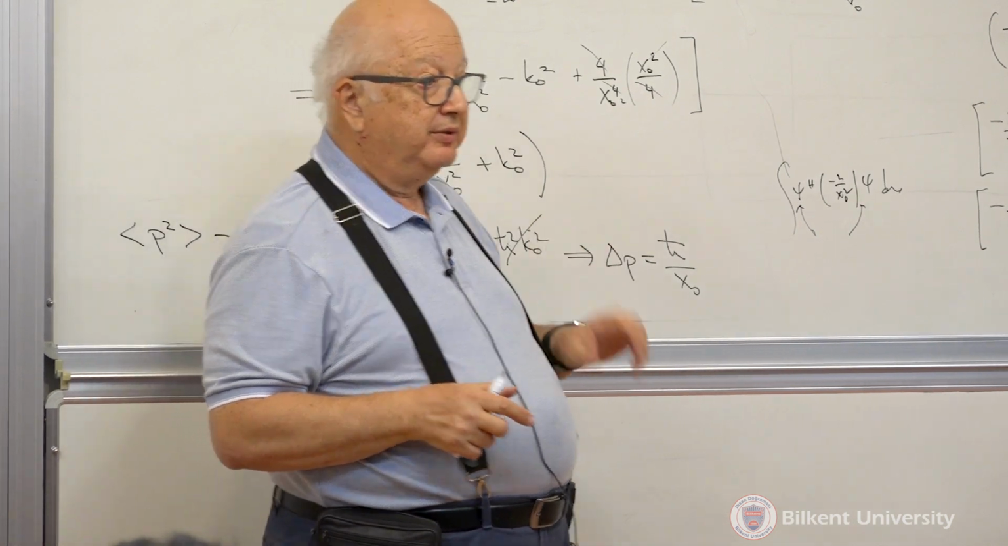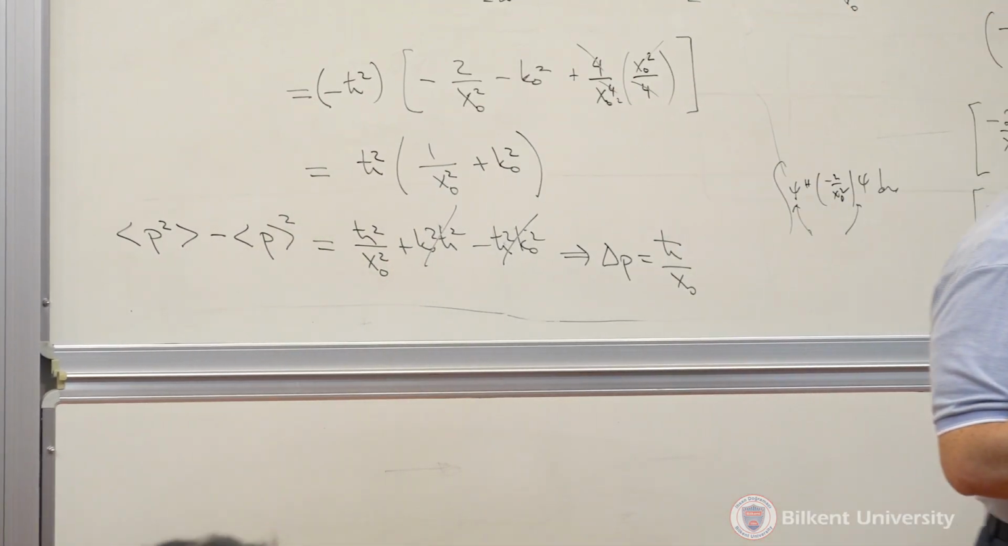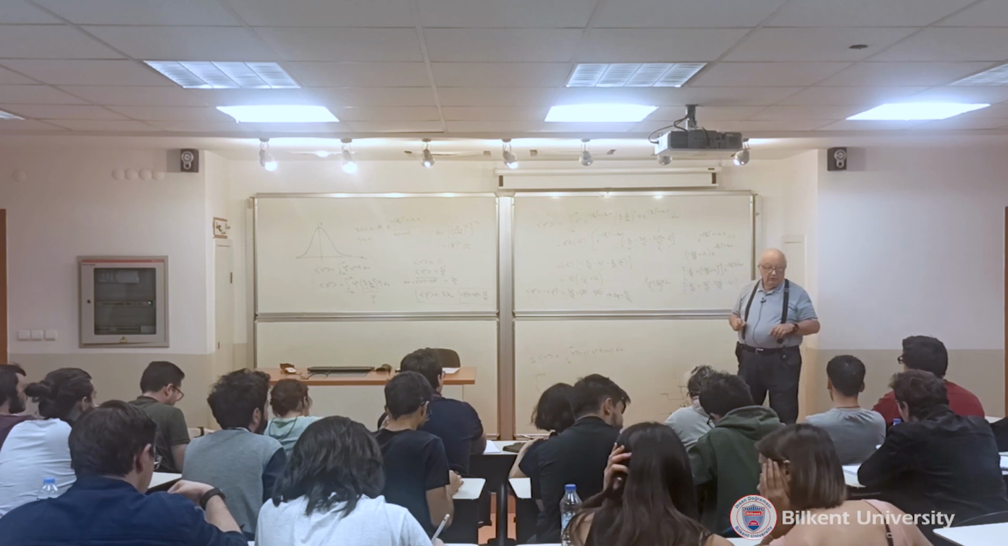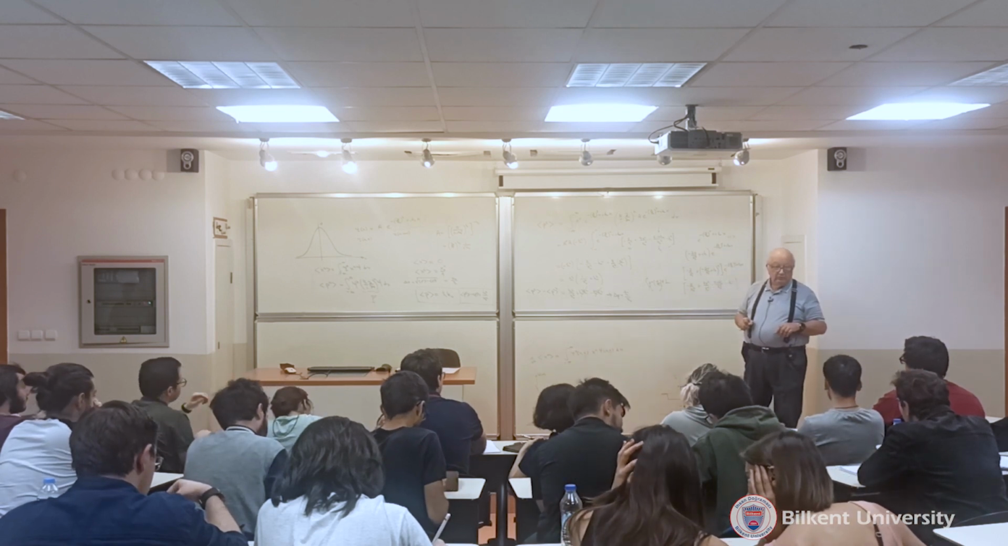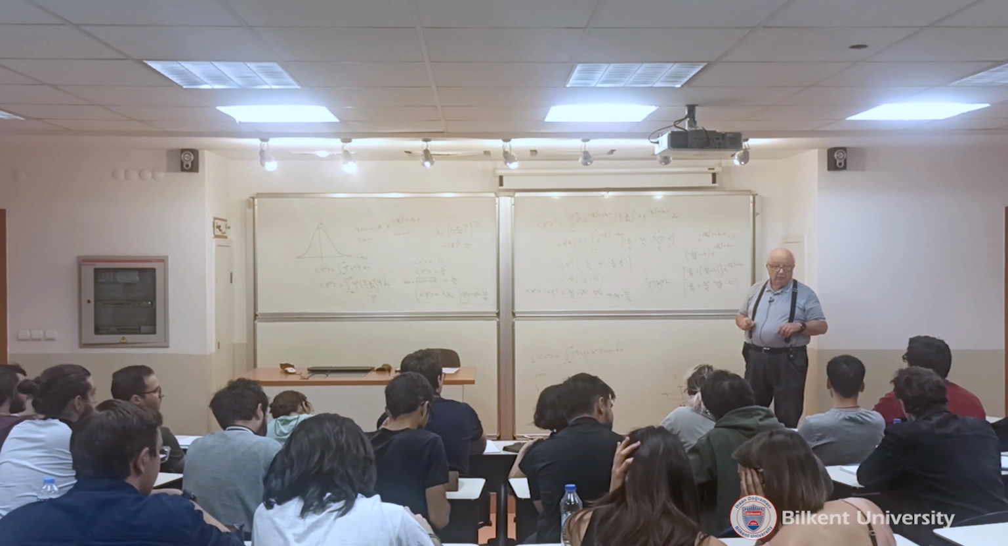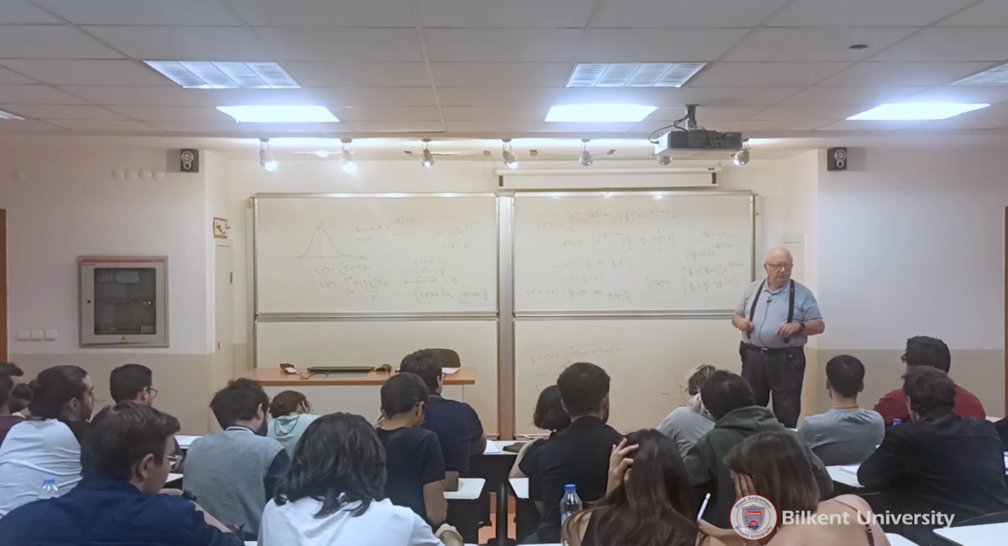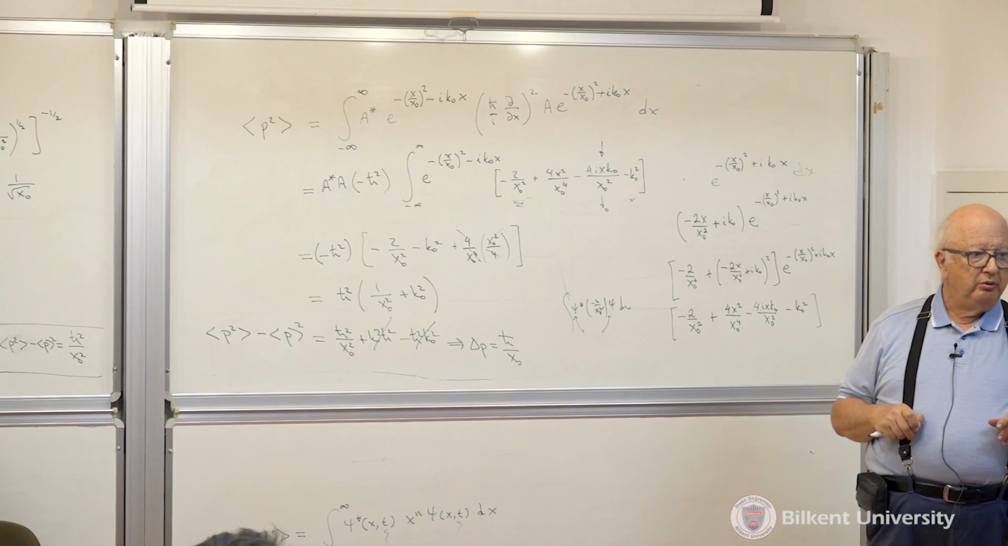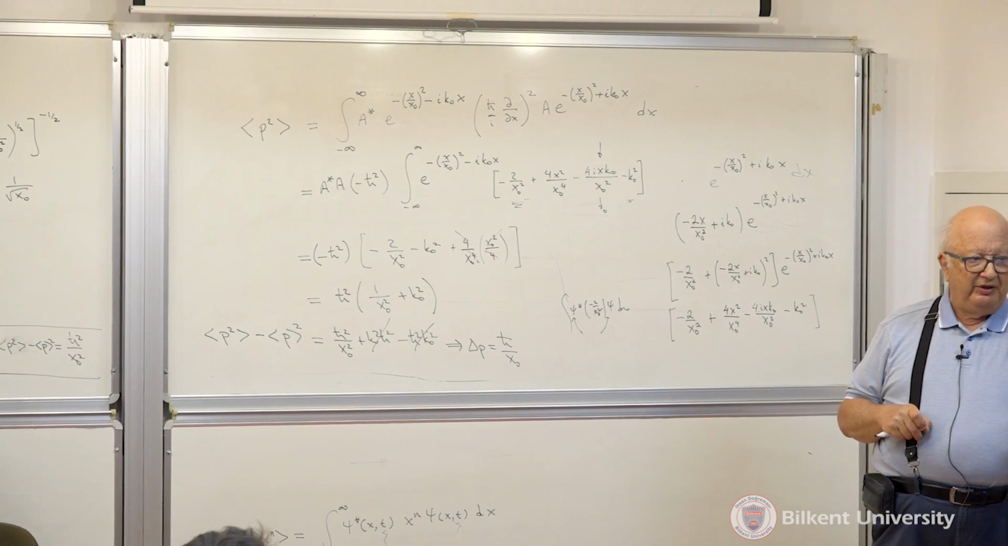Is this clear? Yes. It might be a simple question, but why would we interpret variance as an uncertainty? Yeah, it's a measure of uncertainty. You can find other measures also, but this is convenient and simple.